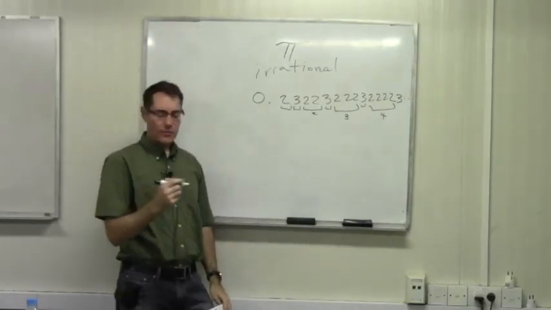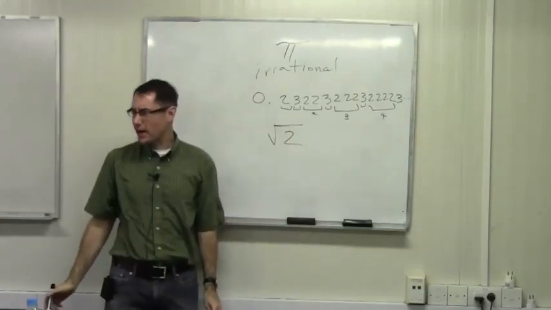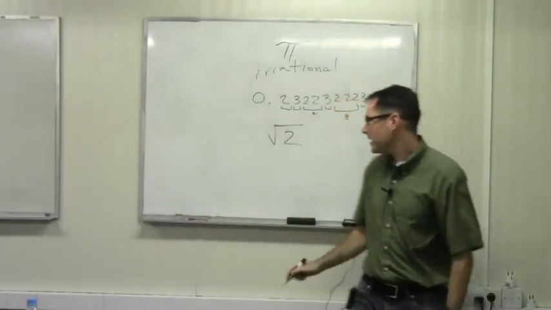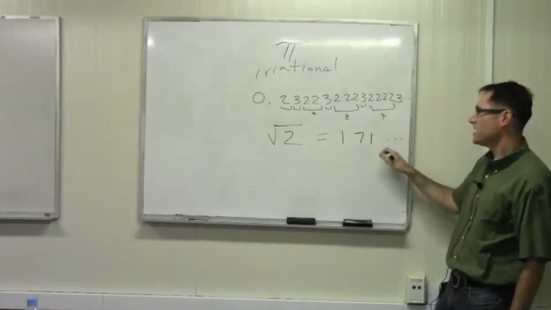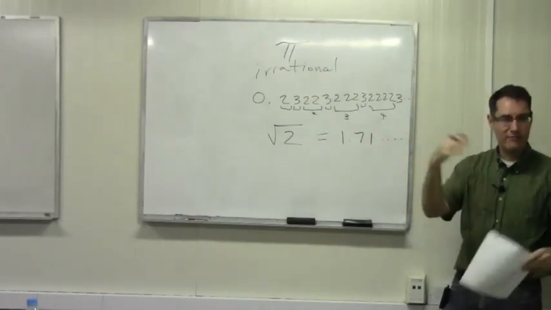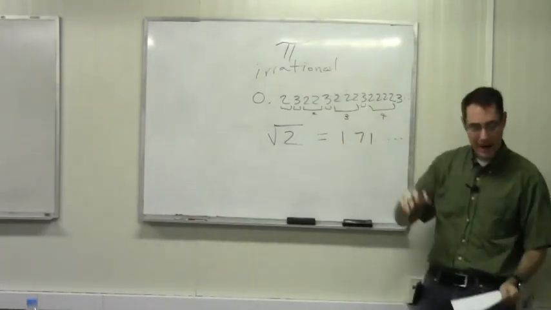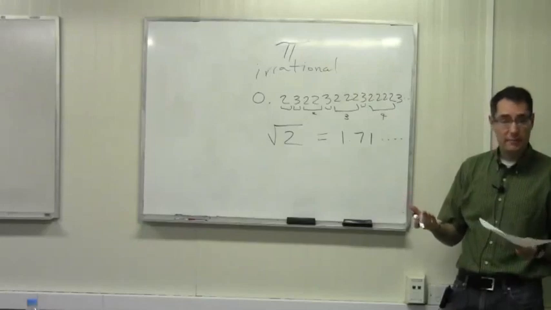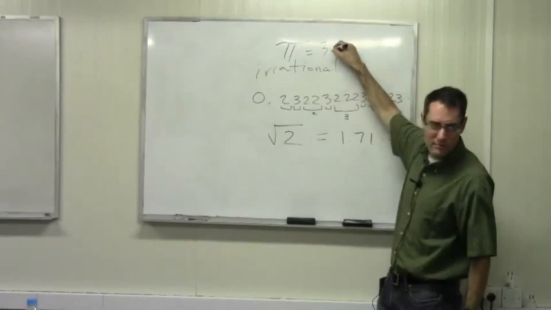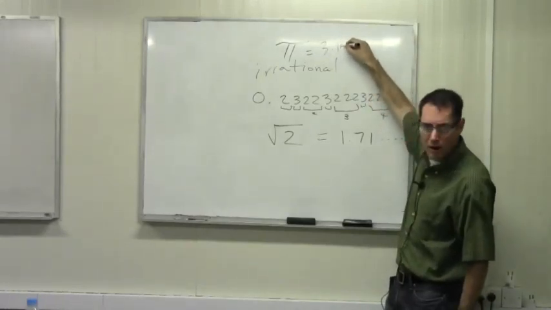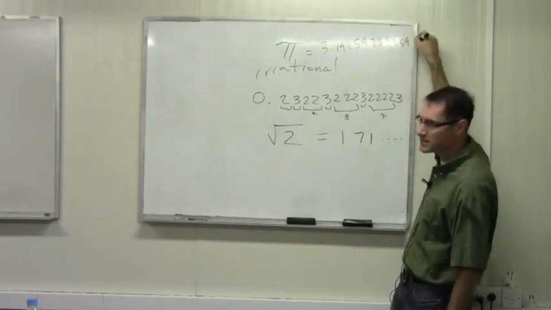There are other irrational numbers. I think I mentioned this the other day too. The square root of 2 happens to be irrational. I don't even know what this is, like 1.41 something something, but there's no repeating part to it. You can't ever find a pattern that always repeats. Same with pi. So those are examples of irrational numbers. 3 point, what was pi? 1 4 1 5 9 2 6 5 3 5 9 something something something something.